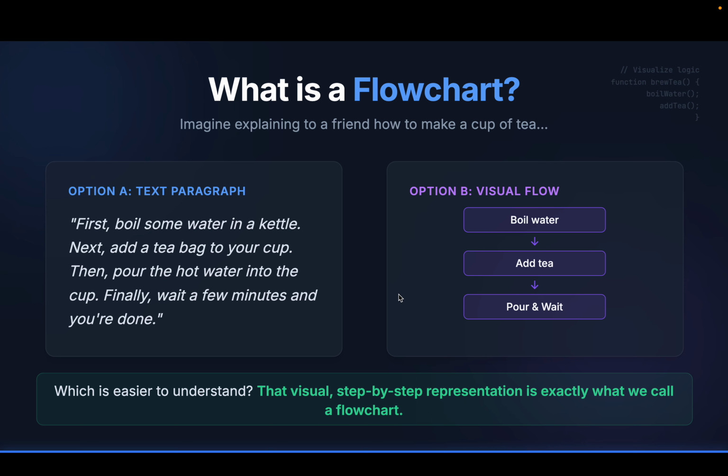Today we are going to talk about flowcharts. Imagine you are trying to explain a piece of code to your coworker. You have two options. First is explaining in paragraphs, or making a flowchart. Which one will you choose?